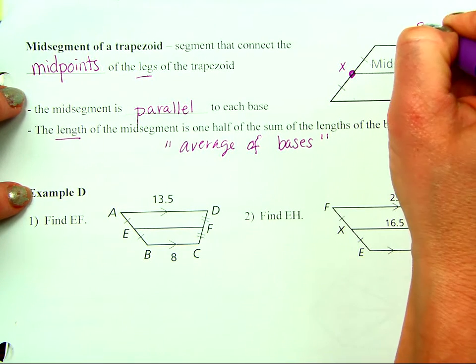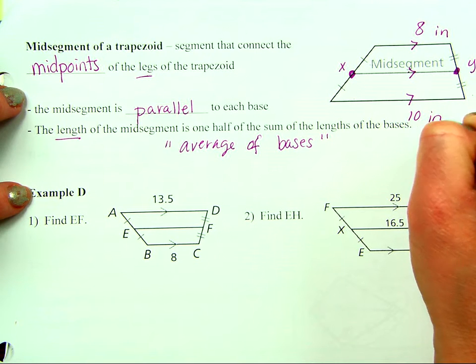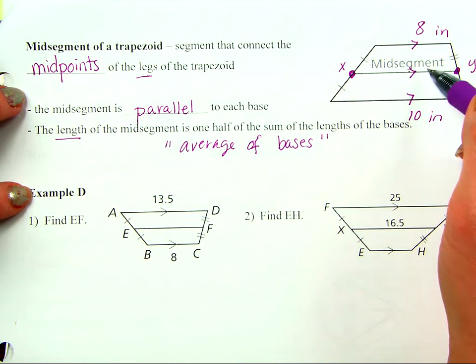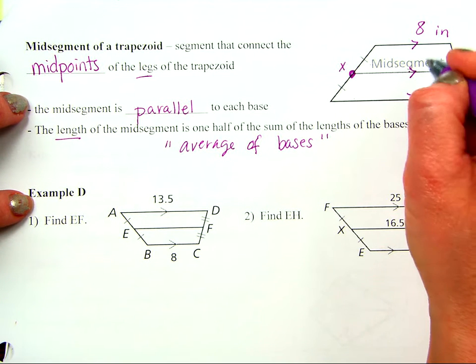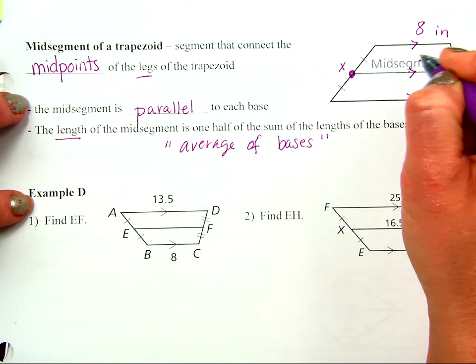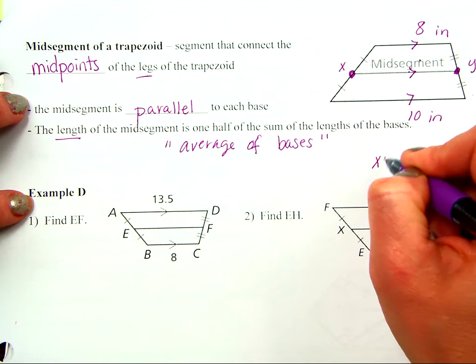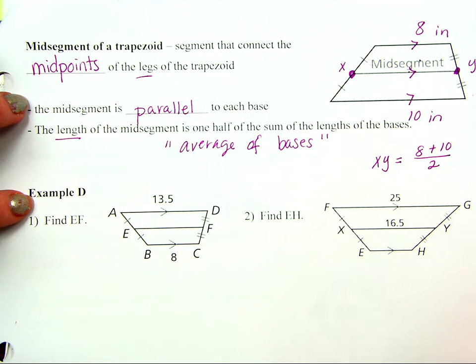And so if this were a length of 8 inches, and this was a length of 10 inches, we know that my midsegment would have to be a length of 9, right in the middle. Or if I needed to solve for that, let's say I'm going to call this my XY, solving, I would have 8 plus 10 and divide by 2.